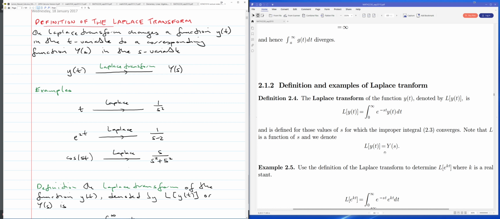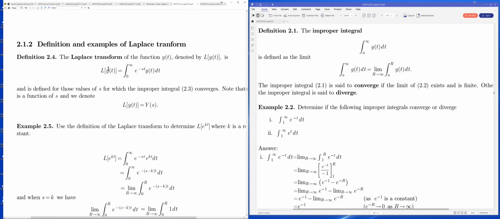When you're solving differential equations and so on, typically you'd probably use this notation because it's a little easier to write this down than it is to write this down. But both of these mean the same thing. It just means the Laplace transform of a function y of t. Right, so as I mentioned, your Laplace transform of y of t.